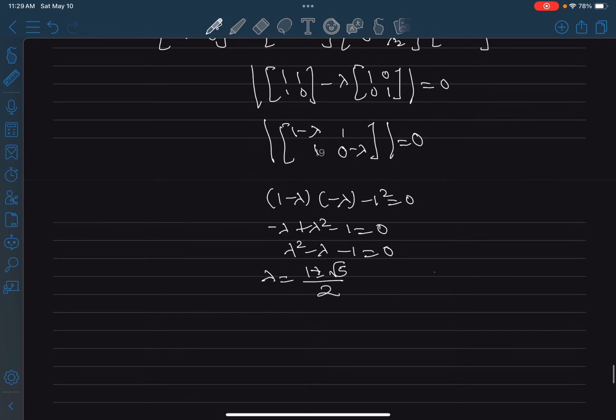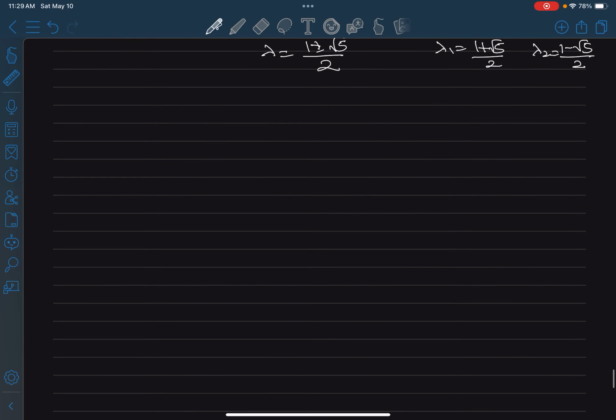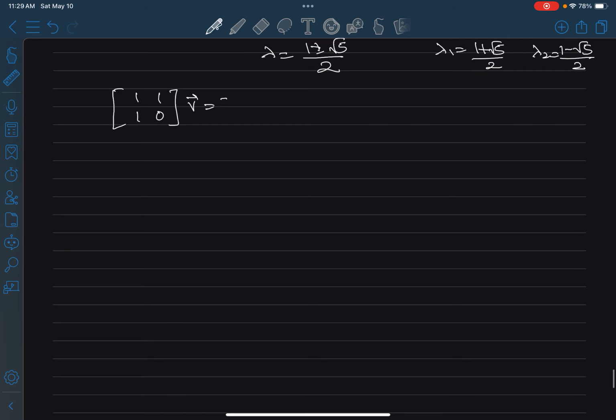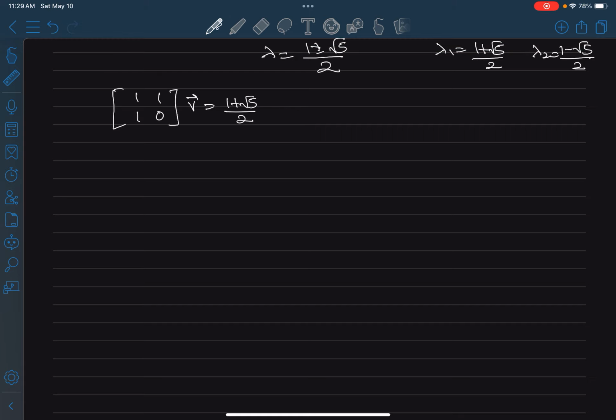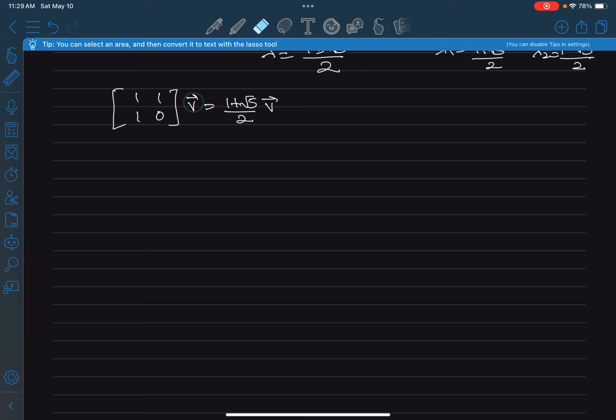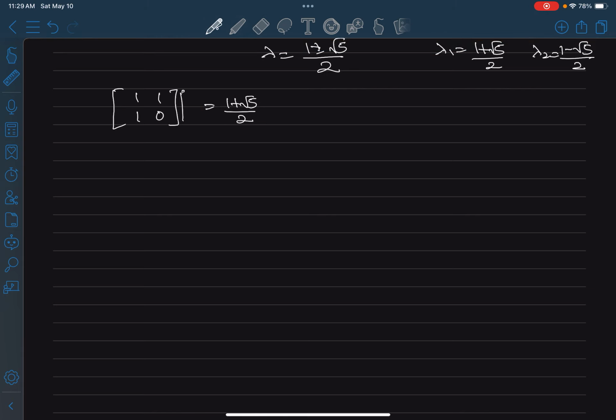Now we have these two eigenvalues, right? Lambda 1 is equal to 1 plus root 5 by 2. Lambda 2 is equal to 1 minus root 5 by 2. So now that we have the eigenvalues, we can find eigenvectors using the fact that these eigenvalues are defined as just scaling the eigenvectors, right? So lambda 1, let's say it's 1 plus root 5 by 2. The eigenvector of 1 plus root 5 by 2 will be such that it will just scale the eigenvector by that number, right? So let's write the eigenvector as x1, x2, and we'll solve for x1 and x2, okay?